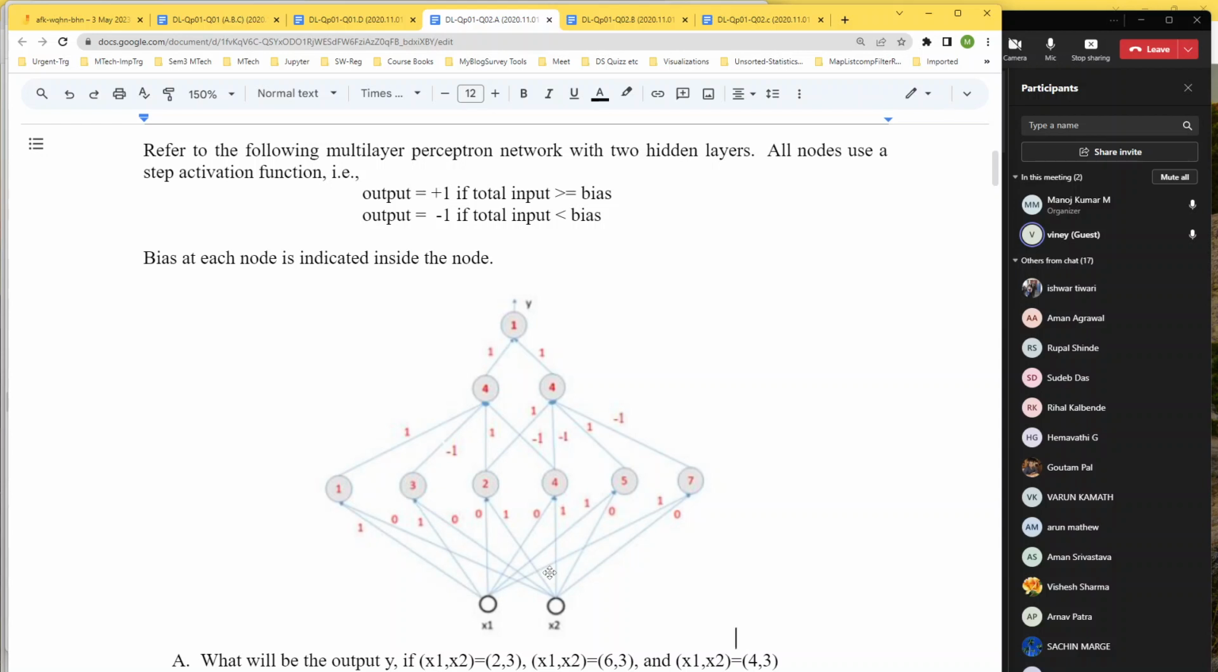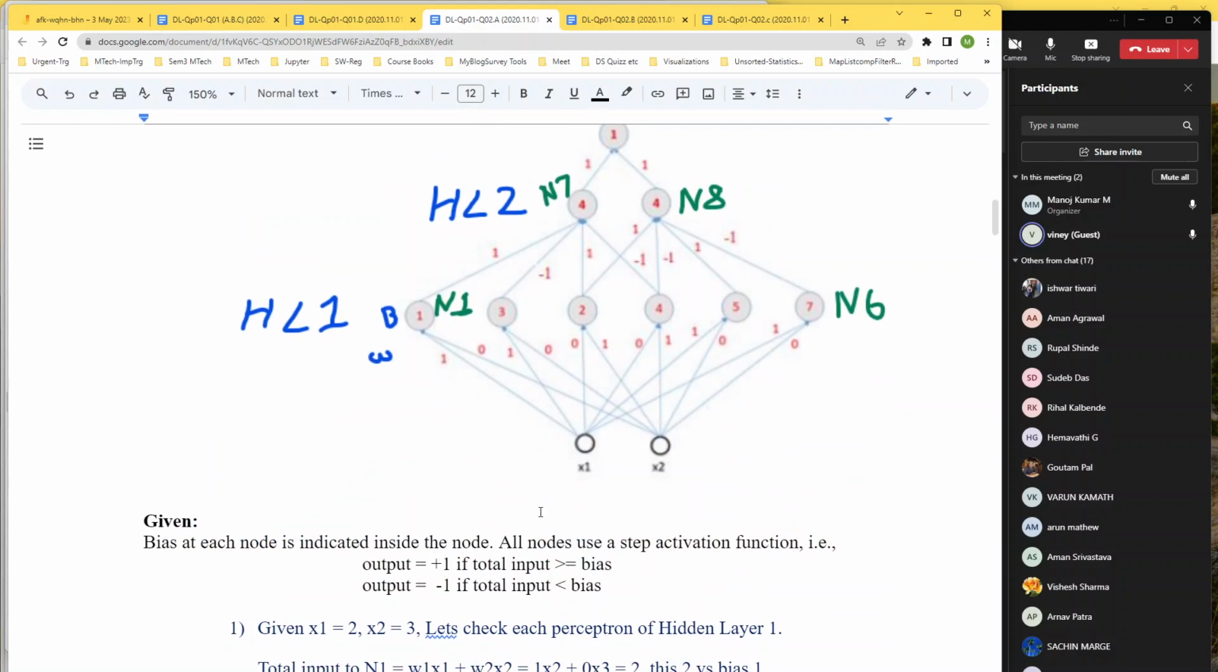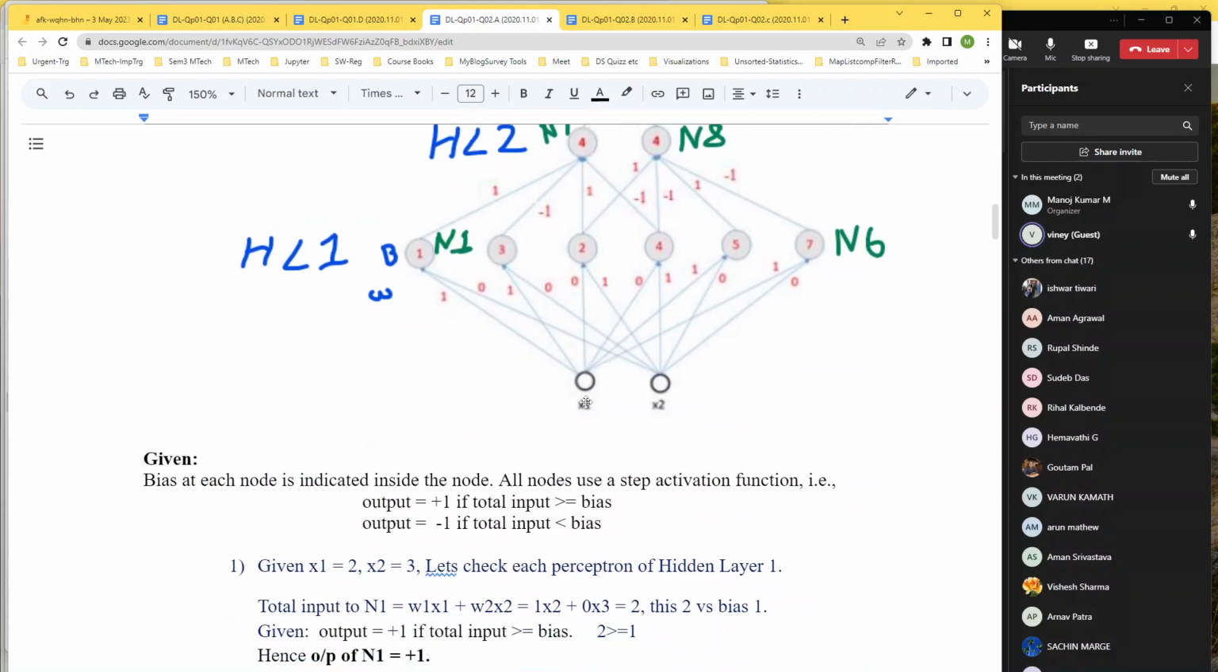So x1 is 2. In every node, if the total input is more than or equal to the bias, the output is plus 1. Here x1 is 2, so 2 into 1 is 2. Then this weight is 0, so no need to think about it. This 2 is greater than 1, so this output will be plus 1.